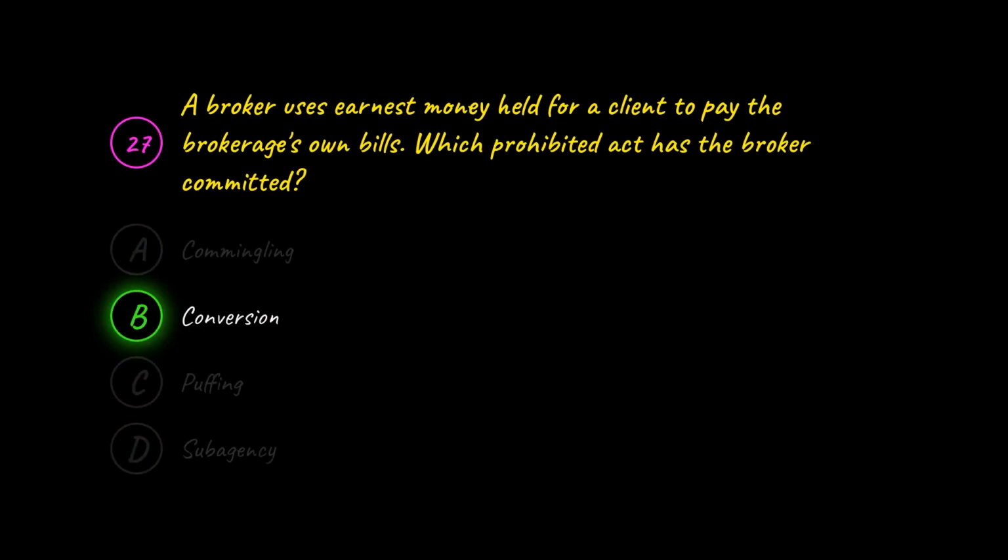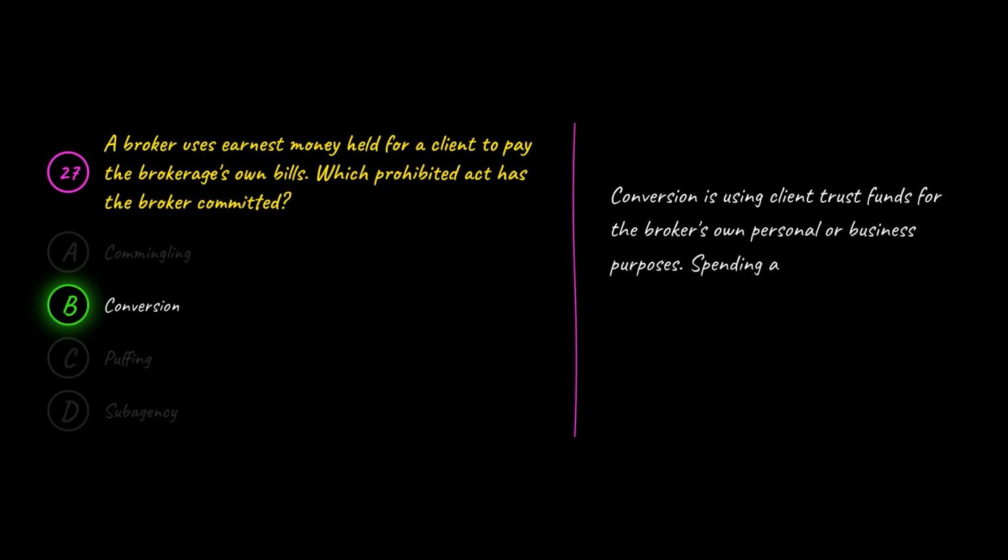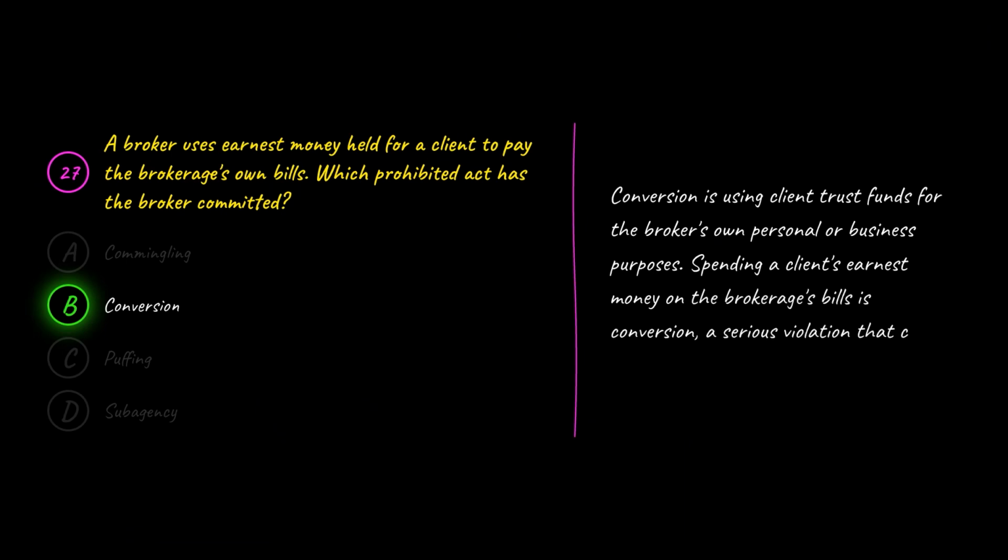The correct answer is B. Conversion. B is correct because conversion is using client trust funds for the broker's own personal or business purposes. Spending a client's earnest money on the brokerage's bills is conversion, a serious violation that can bring criminal charges.